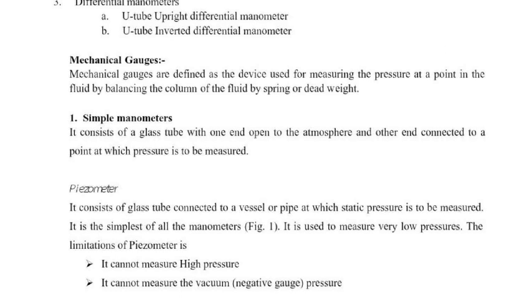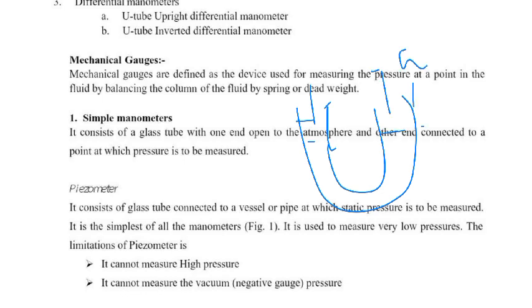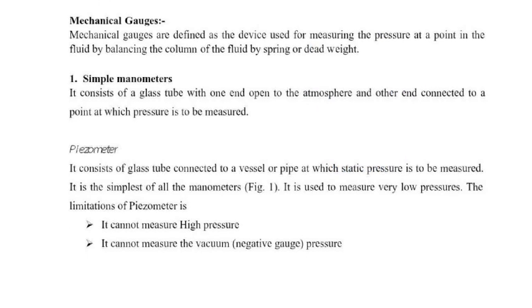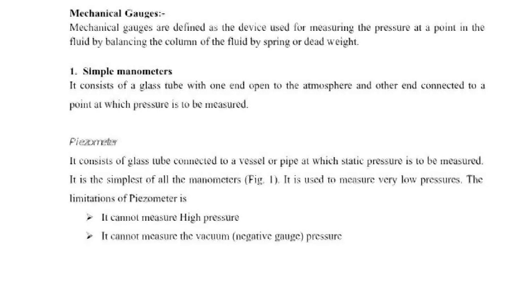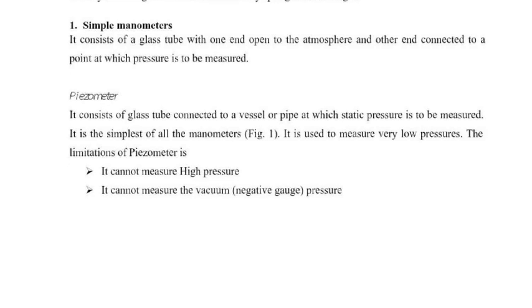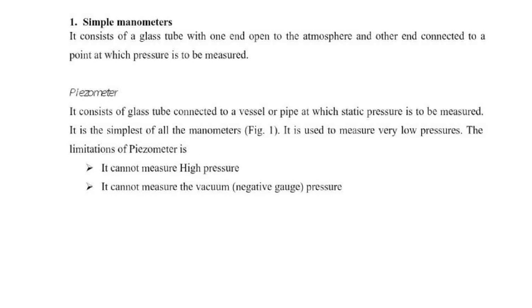Simple U-tube manometer. It consists of a glass tube. This is a simple U-tube manometer, where we apply pressure on one side and the other side is atmosphere. Piezometer tube: it consists of a glass tube connected to a vessel or pipe which has the static pressure to be measured. It is a simple manometer used to measure very low pressure, which is static pressure.